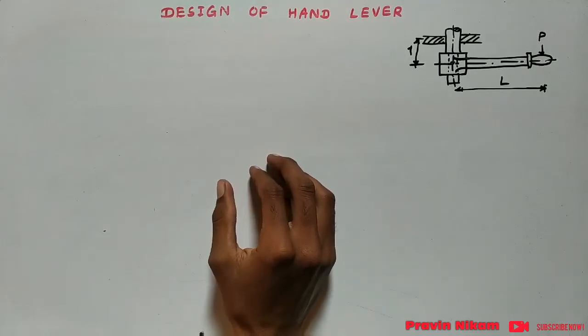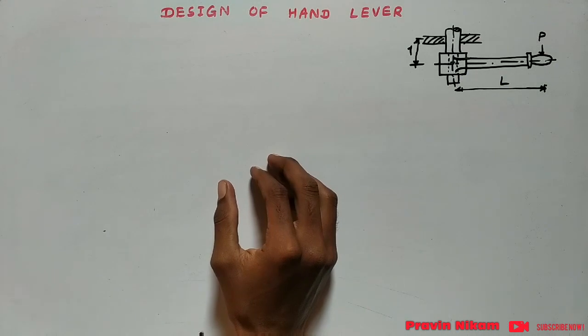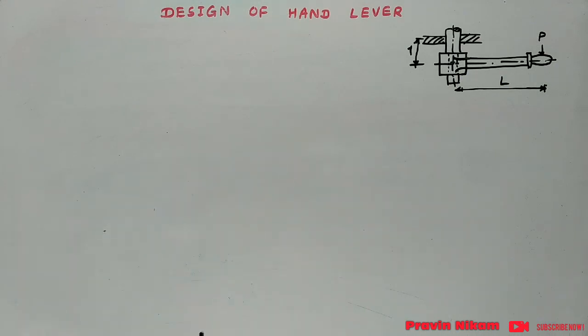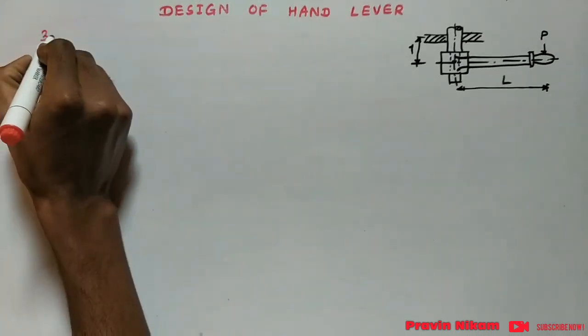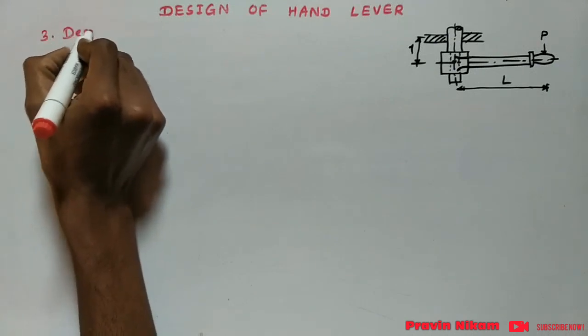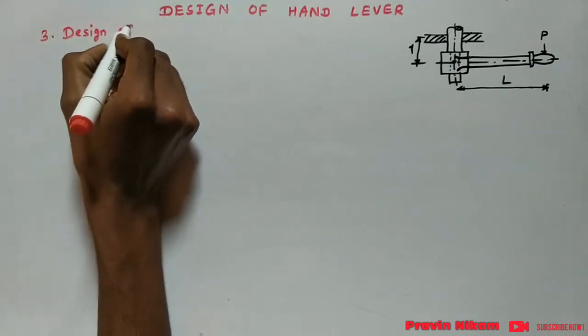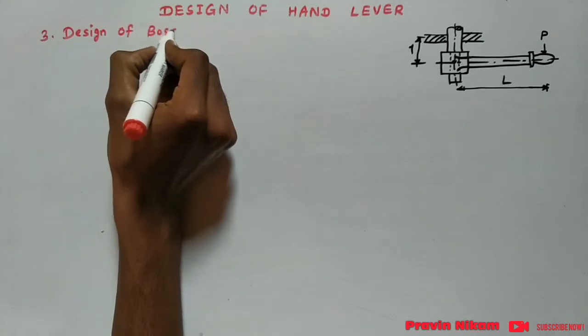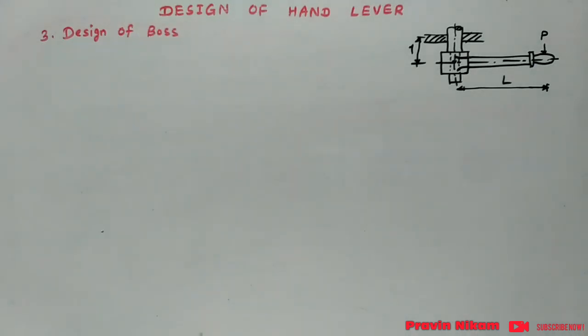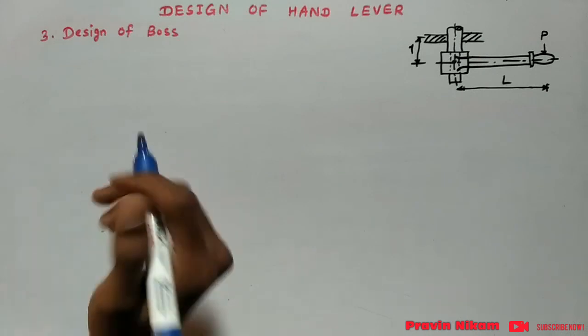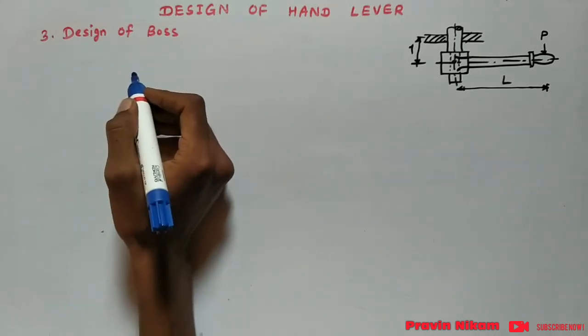Now friends, the third component is boss. So let us see how to design a boss. So the third component is design of boss. Here boss has two dimensions, that is diameter of boss and length of boss.